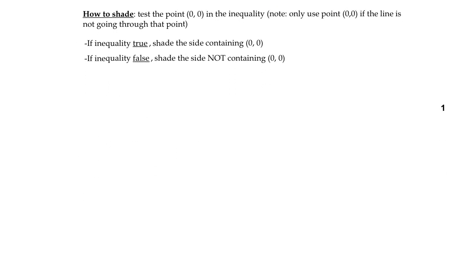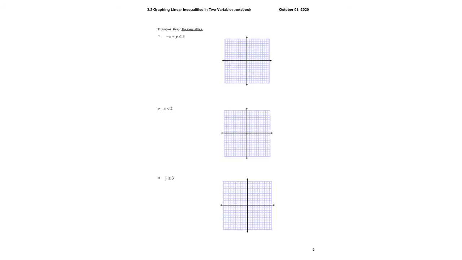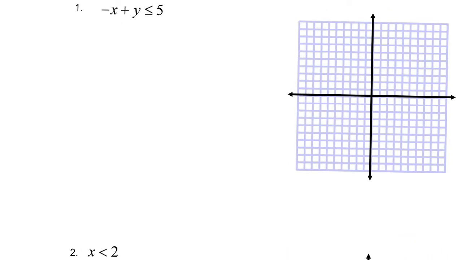So I think the best thing to do is actually go over a few examples, otherwise it's very hard to explain all the steps. So let's take a look at example number 1. We have 3 examples for you, and I will explain them all in depth. So example number 1, graph the inequality. Step 1 is to rewrite this inequality in y equals mx plus b form.